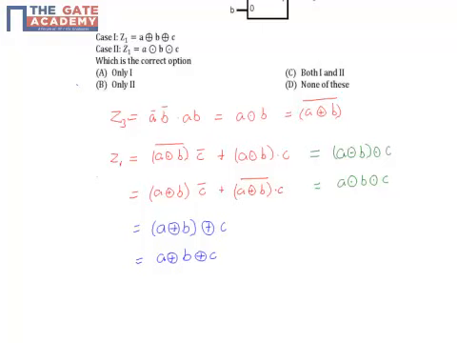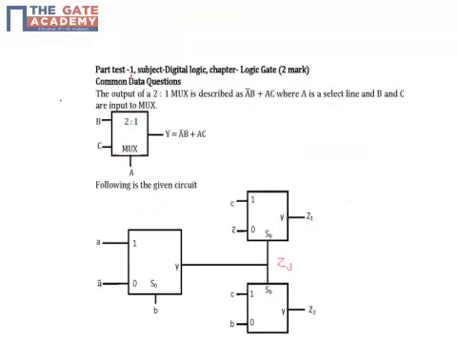Hello students, the following question is from part test 1, subject digital logic, chapter logic 8, and the question is asked for 2 marks. It is a common data question and this following question is the second part of the question. The common data is that we are given a mux, that is a 2:1 mux with inputs B and C and select line A, and the equation is Y = A bar B + AC.